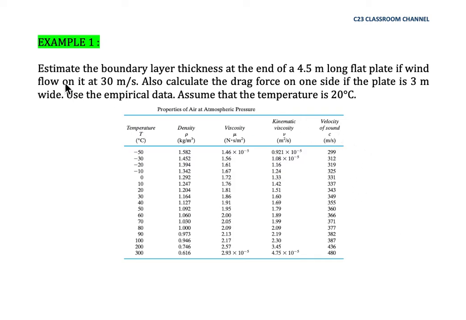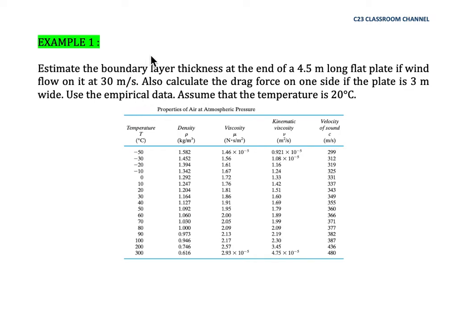So let's say we try to estimate the boundary layer thickness at the end of a 4.5 meter long flat plate if wind flows on it at 30 meters per second, and also calculate the drag force on one side if the plate is 3 meters wide. Use the empirical data. Assume that the temperature is 20 degrees Celsius.